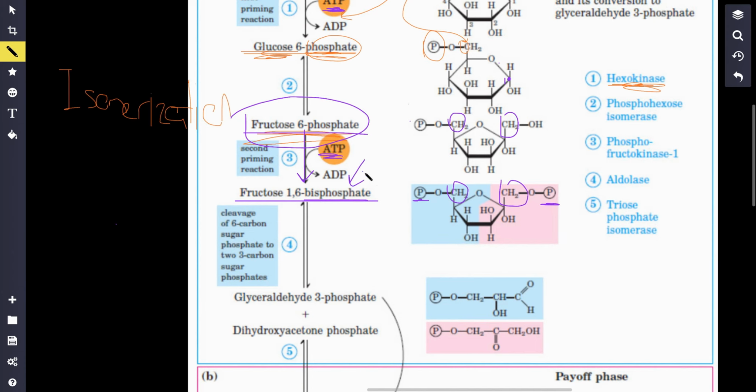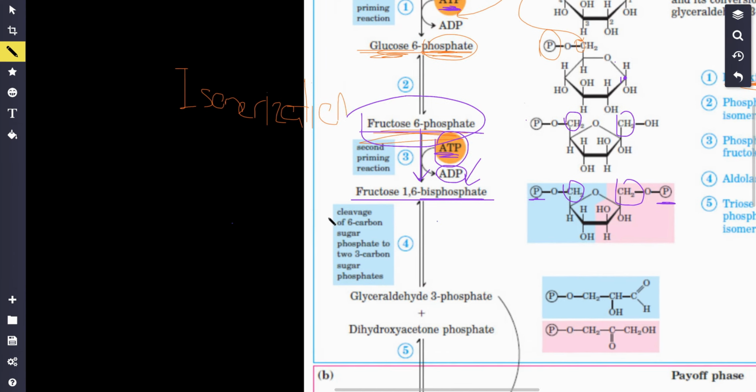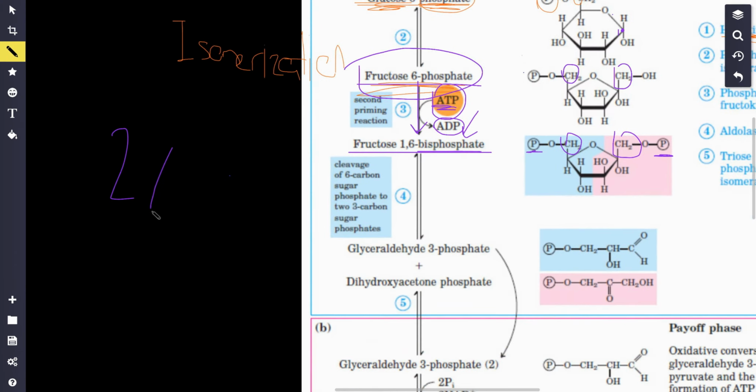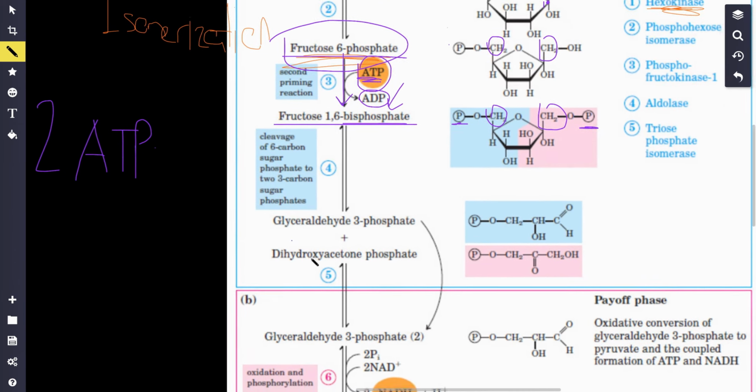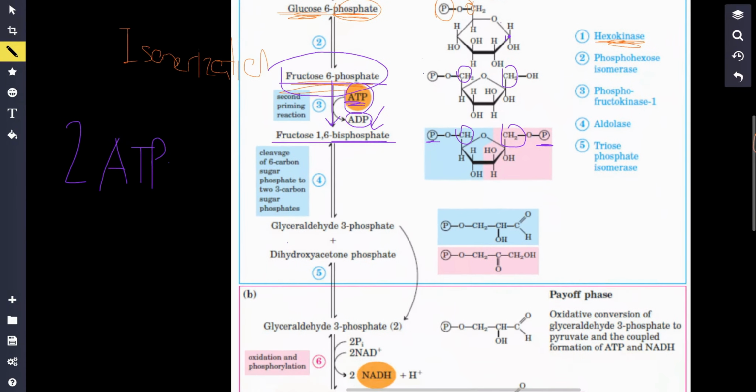And where does this phosphate group come from? It comes from converting ATP to ADP. So we have invested another one of our ATPs. So far we have invested 2 ATPs. And I promise you guys that we get 4 ATPs back, with a net gain of 2 ATPs. So let's watch this process happen.